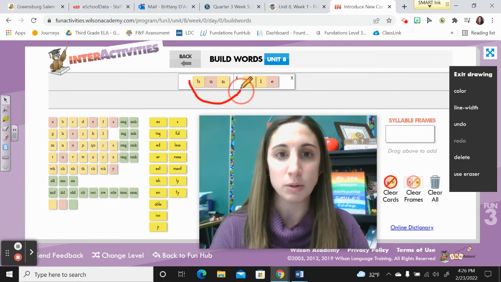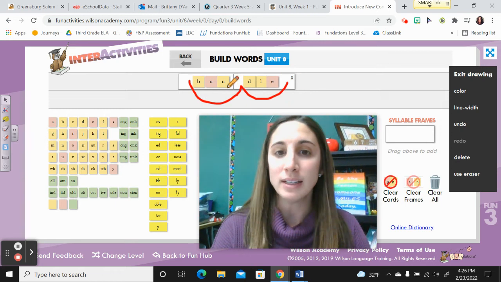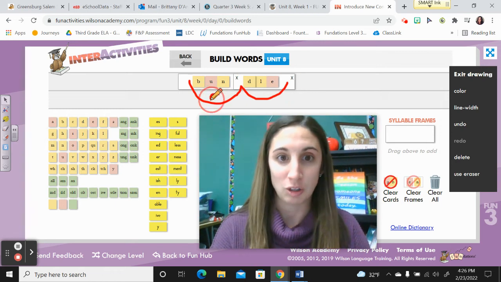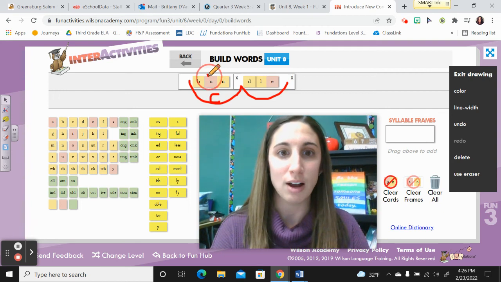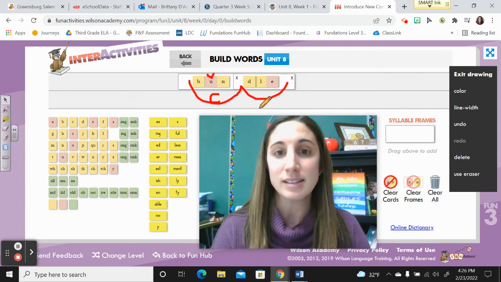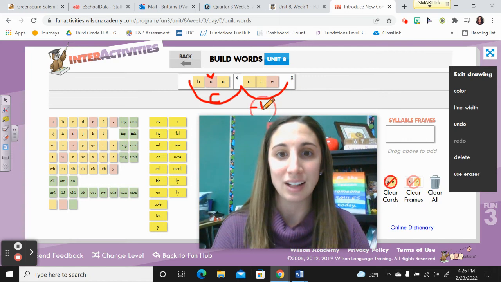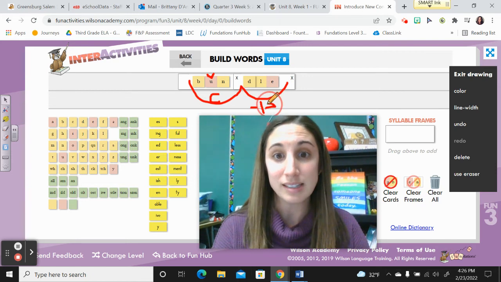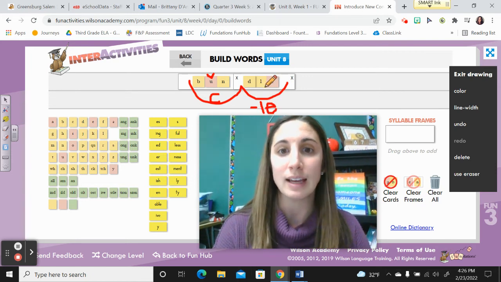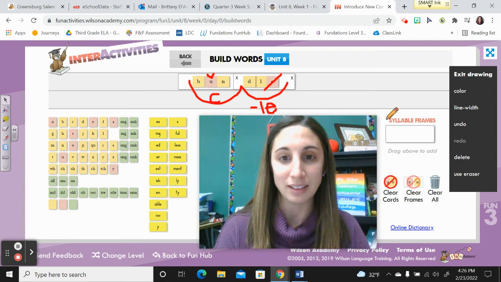You scoop your syllables. Bun-dle. Bun is what kind? Closed, right, with a short vowel. And dle is consonant L-E. The only thing that I still have to do to mark it is cross off my silent E.